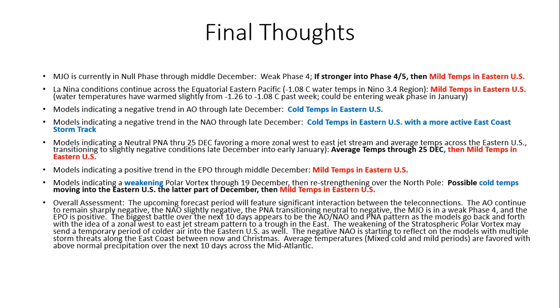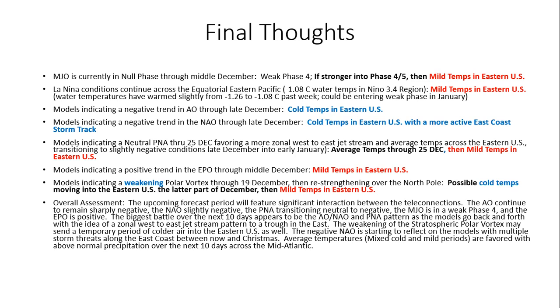In general, though, we look at possible cold temps moving into the eastern U.S. the latter part of December, then milder temperatures in the eastern U.S. after that into January, if that vortex were to re-strengthen and reposition itself back over the polar area.